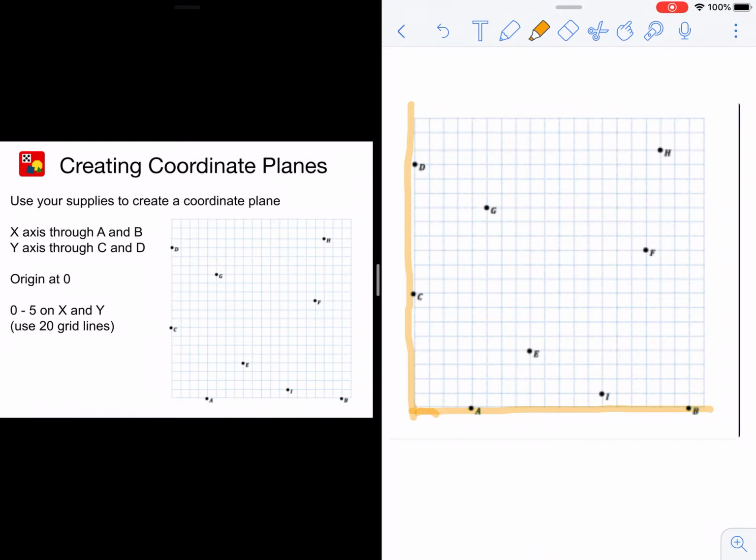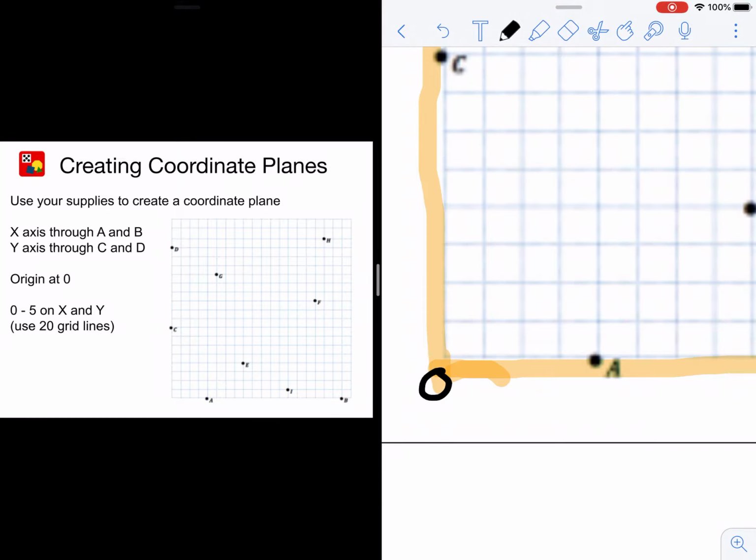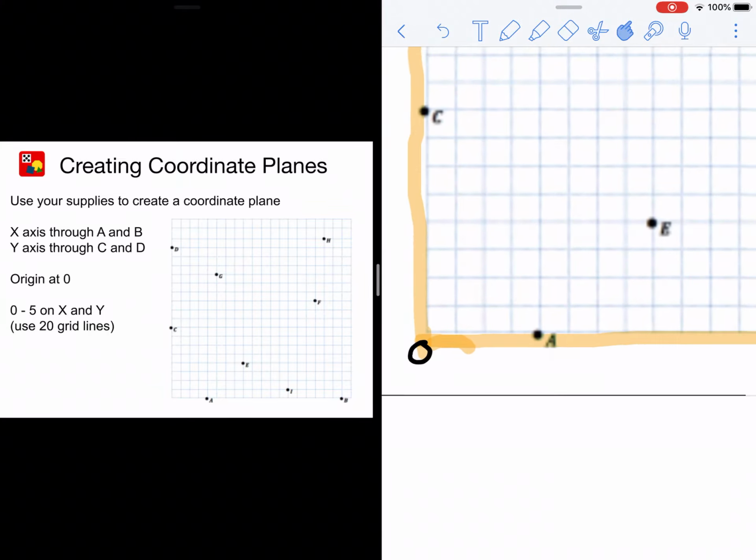Okay, so the x-axis we just drew goes through A and B. The y-axis goes through C and D. The origin is at 0. So here is 0. That's our origin. It says that the numbers 0 through 5 go on the x and y axis. So yes, we have 20 lines, but we're going to put the numbers 0 through 5 on here.